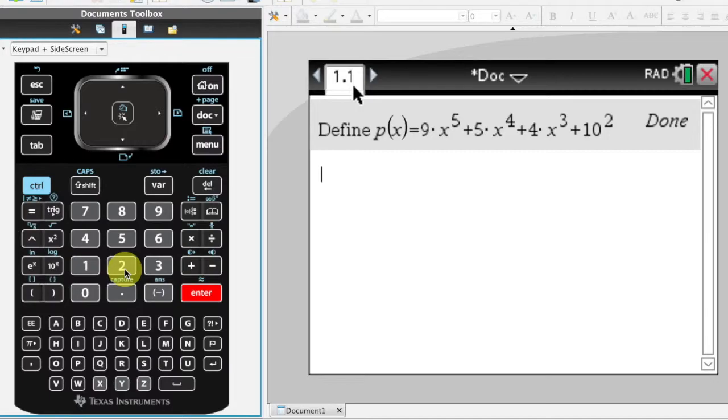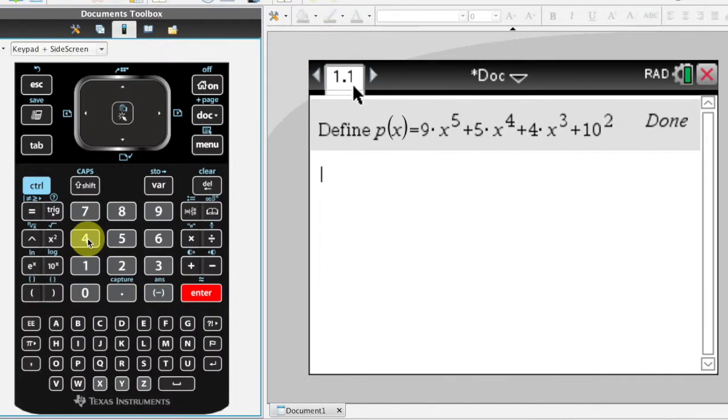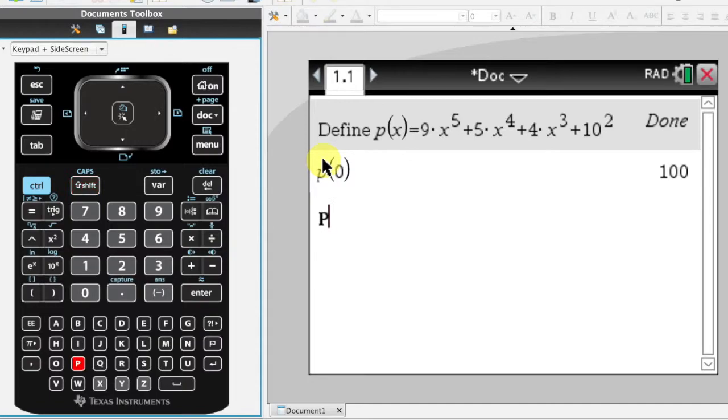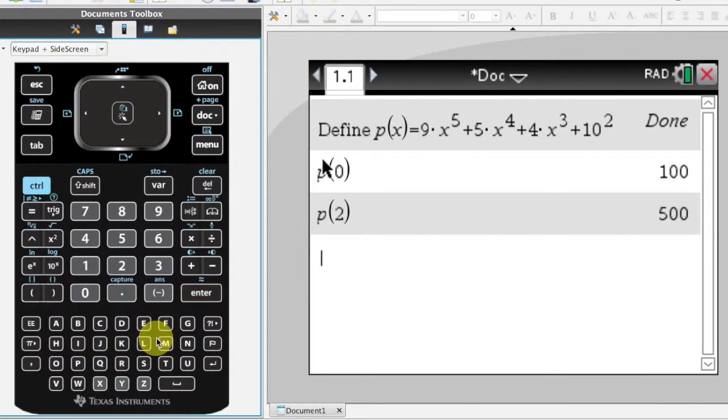Now to evaluate, so firstly for a, p of 0. Notice that the function's defined, so it's in bold now. P of 2, 500. And then finally, p of negative 3 should equal negative 1790. And there it is, done.